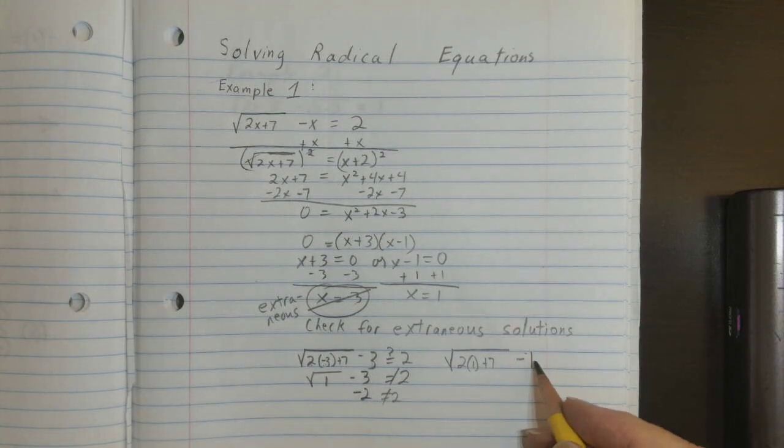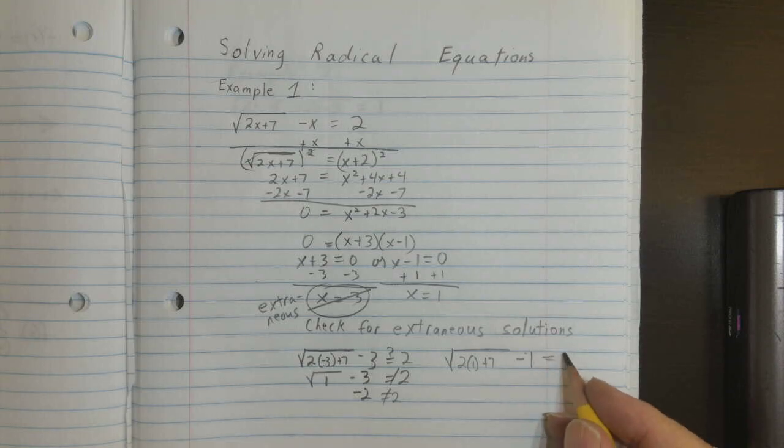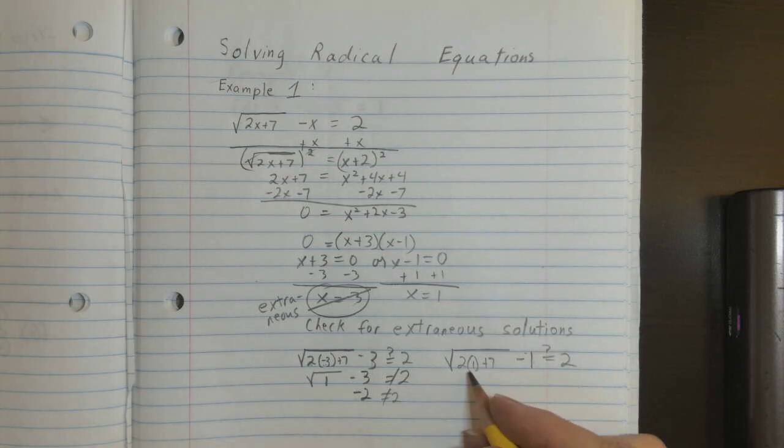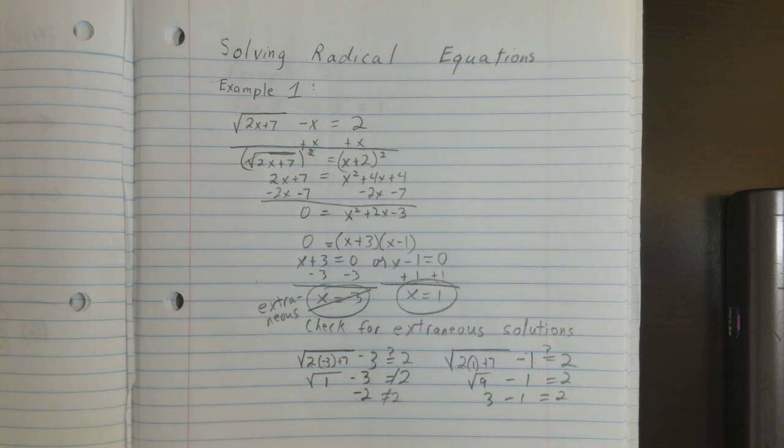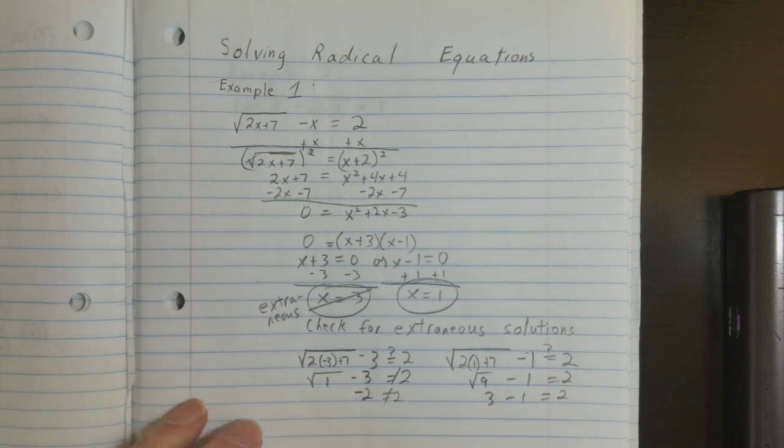So now the 1 goes here. Does that equal 2? This is 9. Square root of 9 minus 1 equals 2. 3 minus 1 does equal 2. So x equals 1 is the lone solution there.